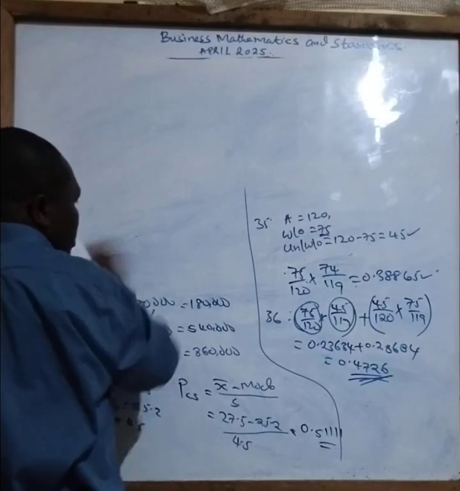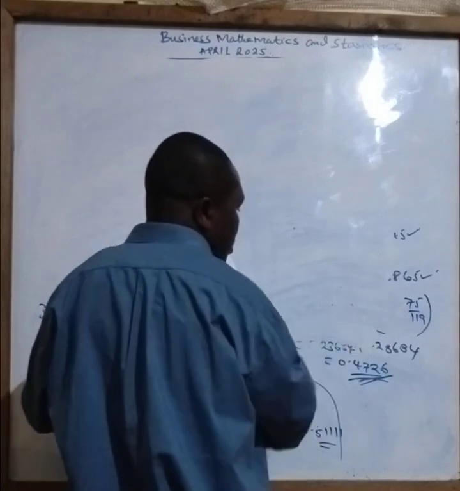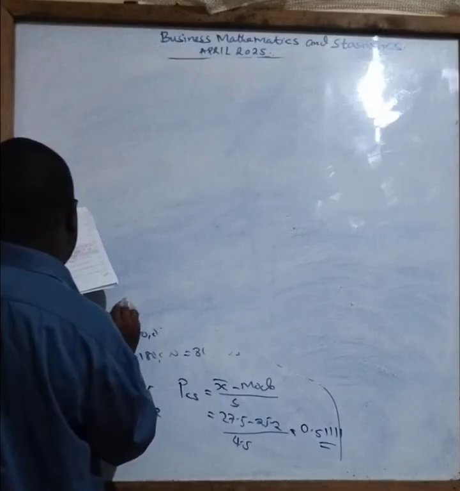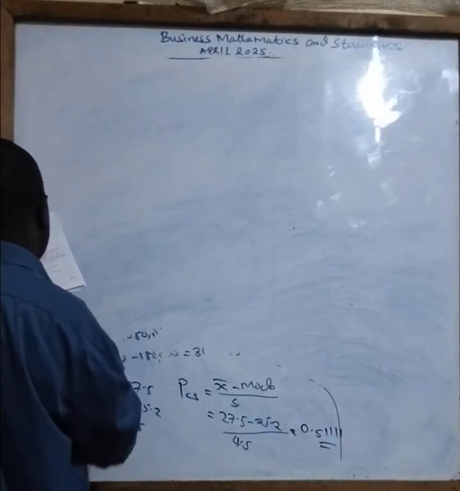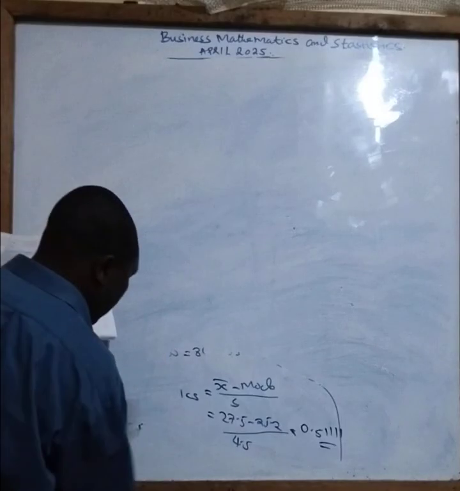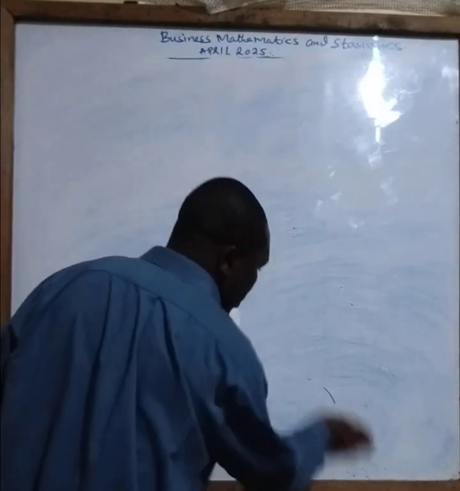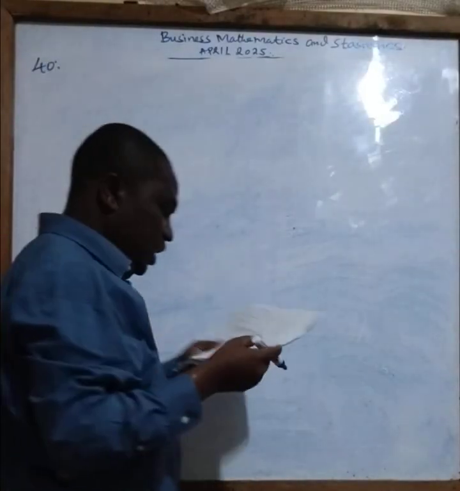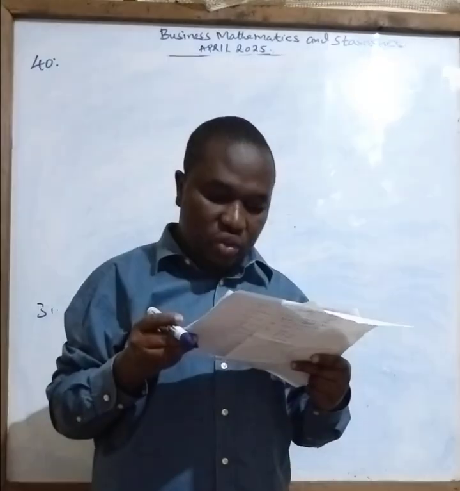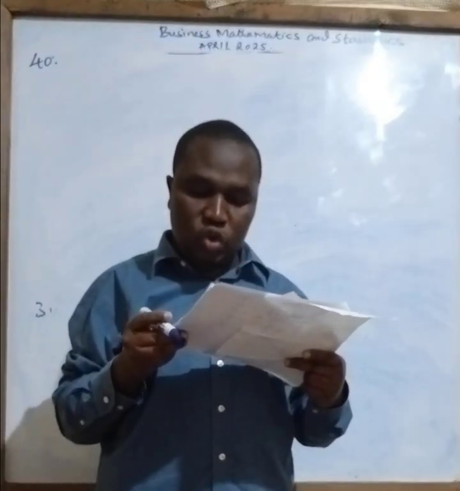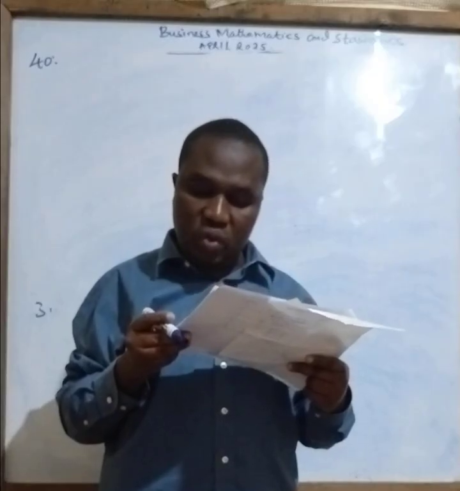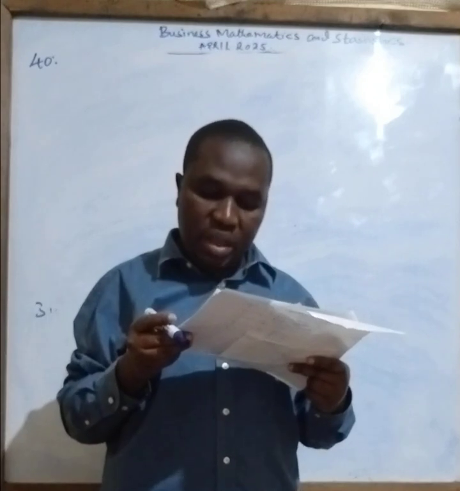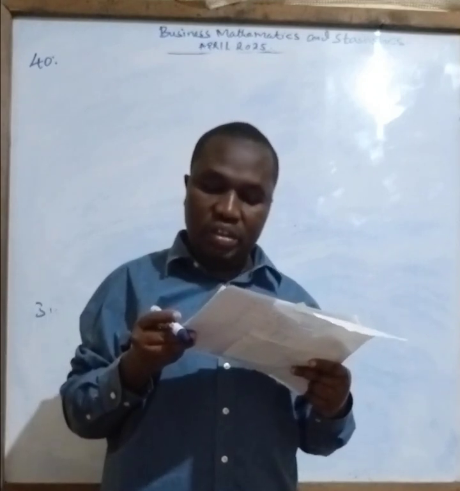Number 39. When you go to number 39, it is about the terms again. Then we go to 40, which says, Kevin Kibet, a sole proprietor, purchased a pickup for 2 million with an estimated useful life of 5 years. Determine the annual depreciation rate, assuming Kevin Kibet uses the straight line depreciation method.